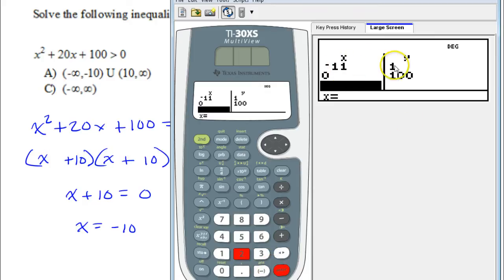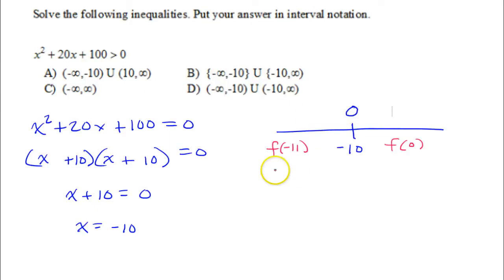So at -11 I have 1. At 0 I have 100. Now the question is, are these values greater than 0? Is 1 greater than 0? Is 100 greater than 0? And in both cases, the answer is yes. 1 is greater than 0, and 100 is greater than 0. That means we have solutions on both sides here.